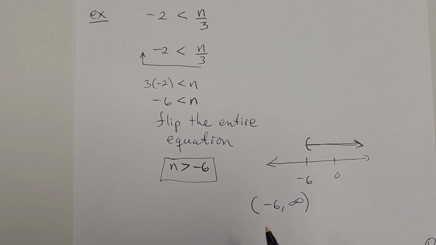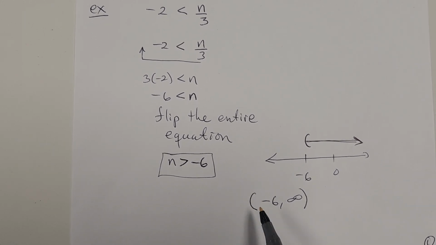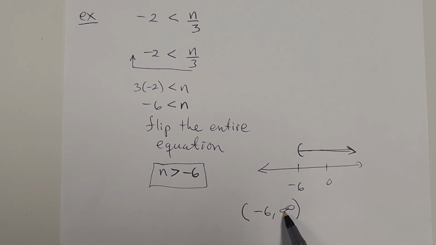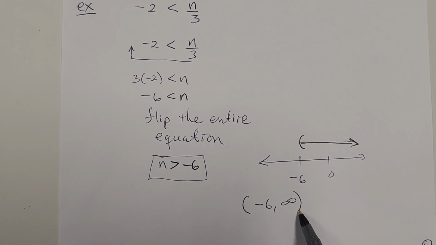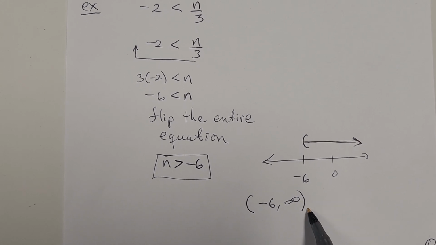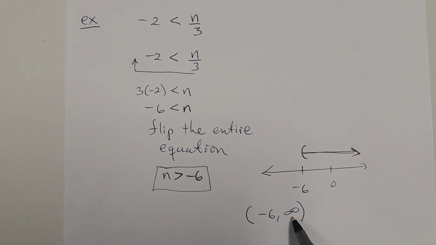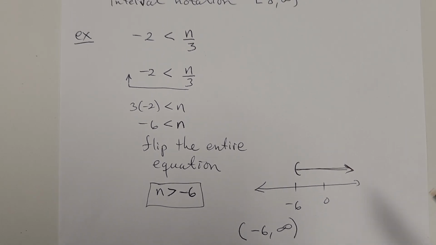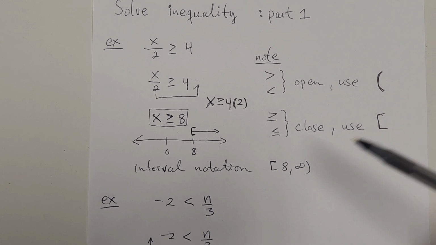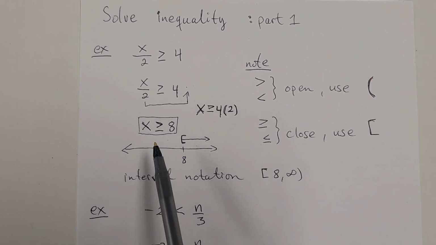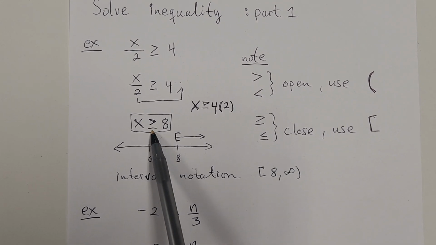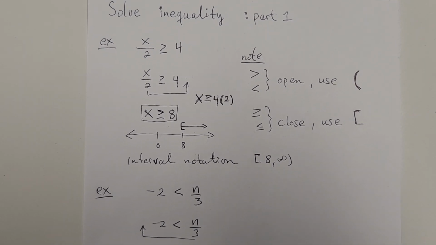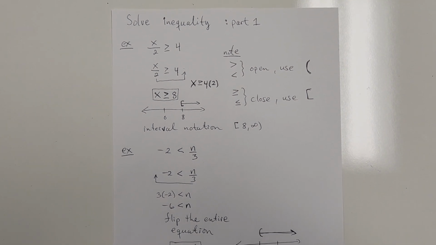One more time. When to use parentheses? When I have no line underneath. Why is infinity always parentheses? Because you can't really reach infinity. You can't count to infinity. So infinity has to always be parentheses or open. Now back up here. When do we use bracket? When I have a line underneath. When I see a line underneath, I use bracket. So this is part 1 for solve inequality.